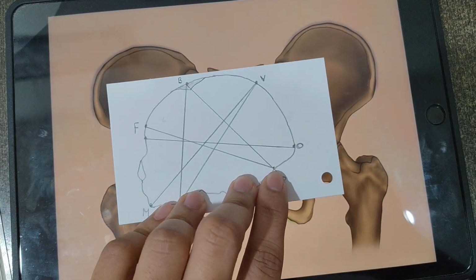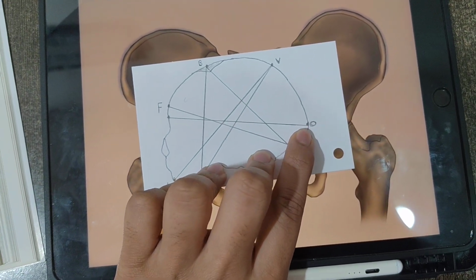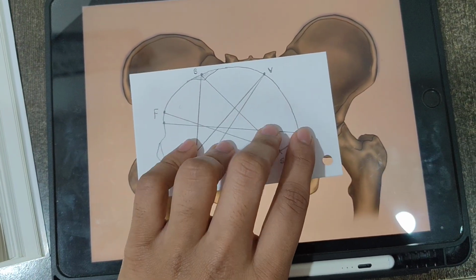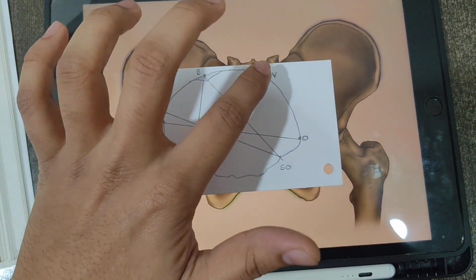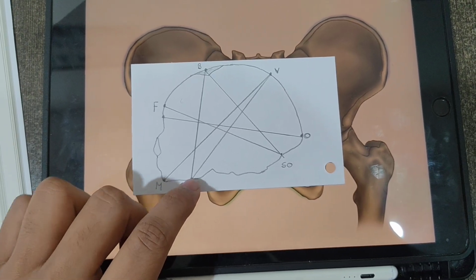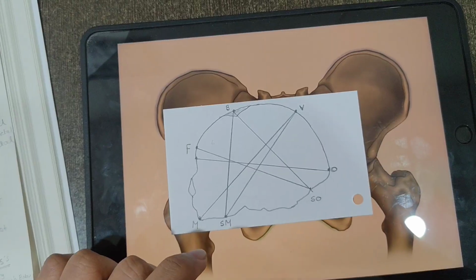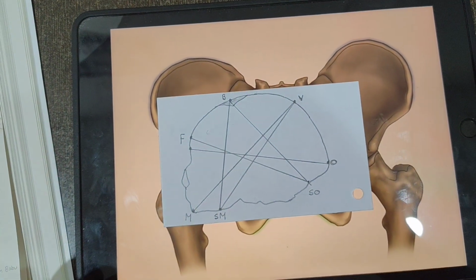Now you finish the two diameters originating from here, move in an anti-clockwise direction. There's only one, occipitofrontal. Now move in an anti-clockwise direction all the way here, mento-vertical. Move in an anti-clockwise direction, submento-vertical. And the last one in a completely extended fetal head would be submento-bregmatic.